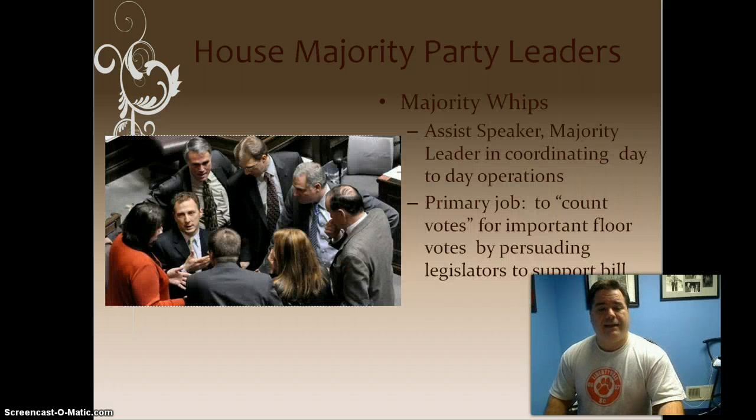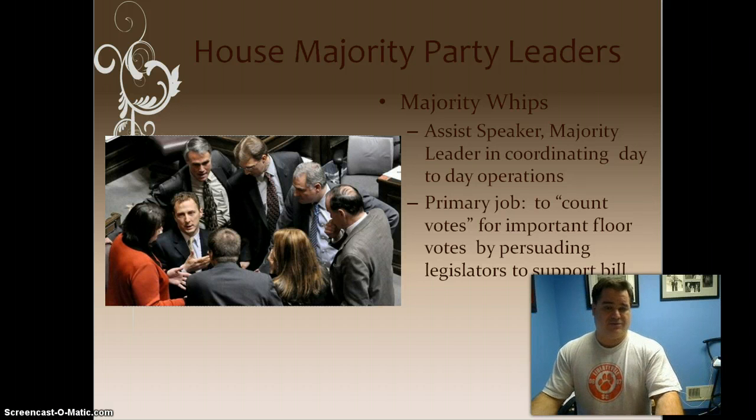Now, considering that you're in the House of Representatives, you want to make sure the House Majority Party, whether it's Democrats or Republicans, right now it's the Republicans, wants to make sure that they've got the votes in order to get something passed on the House floor.